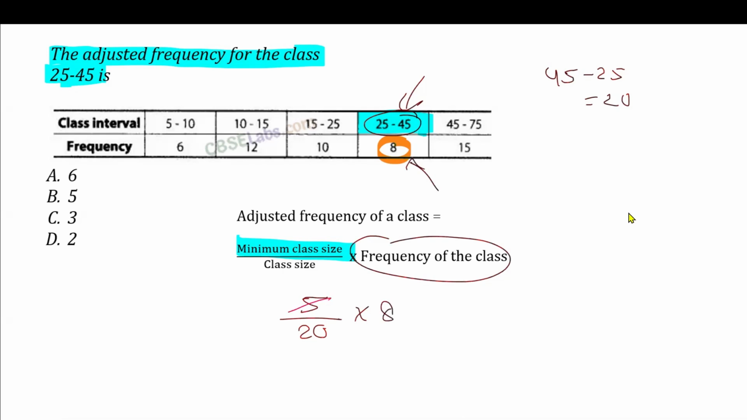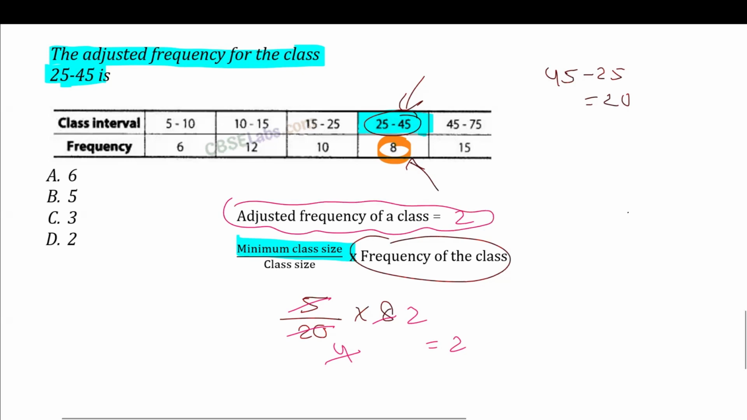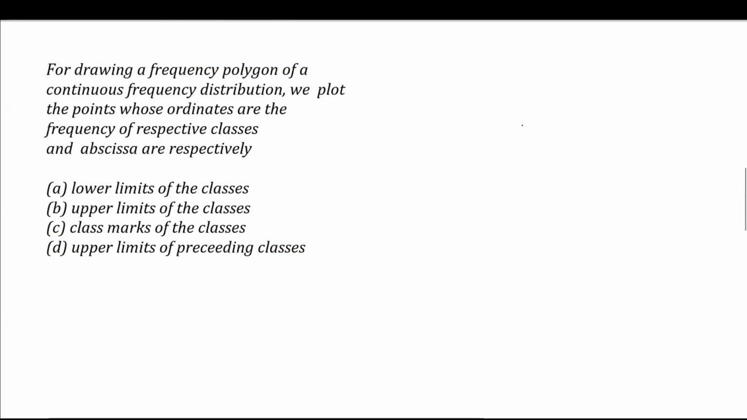I can see that we can reduce it by 4 times and 4 2 times. So we'll say that 2 is the adjusted frequency of this. So we have an option. Yes, it is. Option D is the correct option in this case. In this question, it says for a frequency polygon of a continuous frequency distribution, we plot the points whose ordinates are what? The frequency, right?